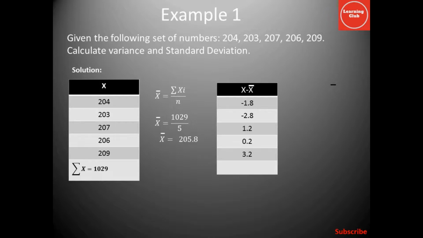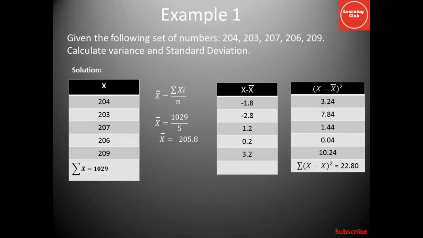and 3.2. Then we have to calculate the sum of square of deviation, because according to the definition, variance is sum of square of deviation divided by number of values. So when we take the square of minus 1.8, we will get 3.24, minus 2.8 squared is equal to 7.84, and so on, 1.44, 0.04, 10.24. The sum of square of deviation is 22.80.